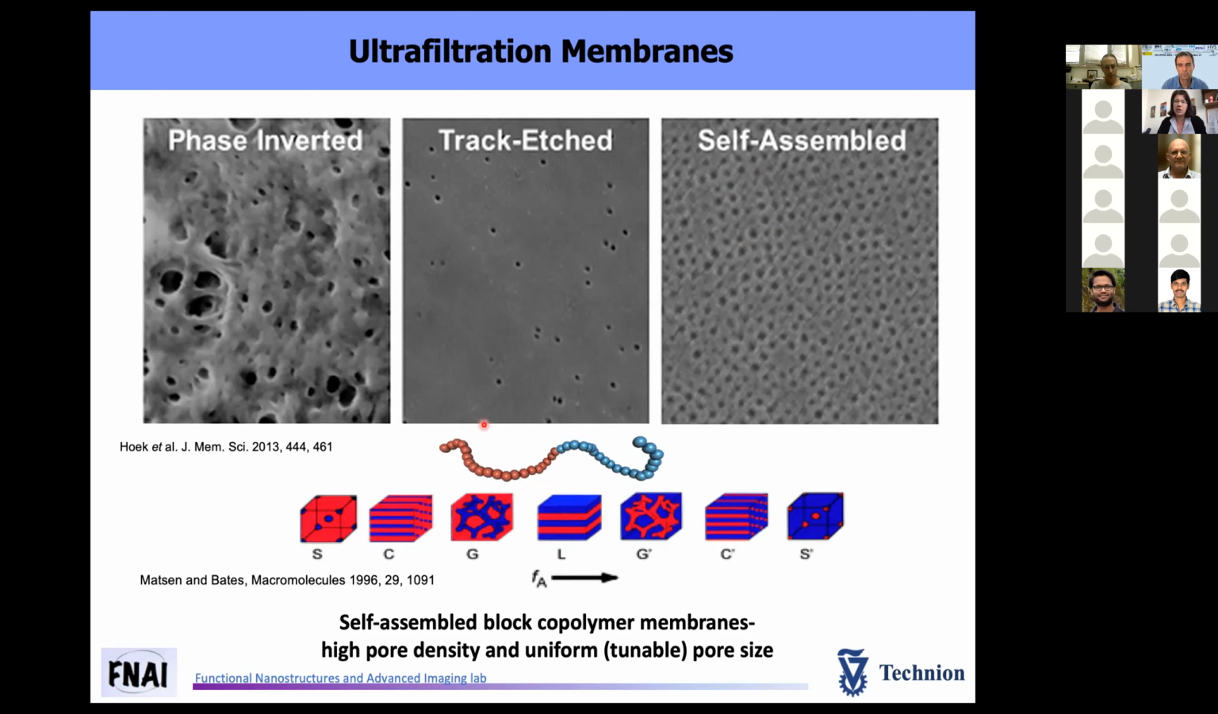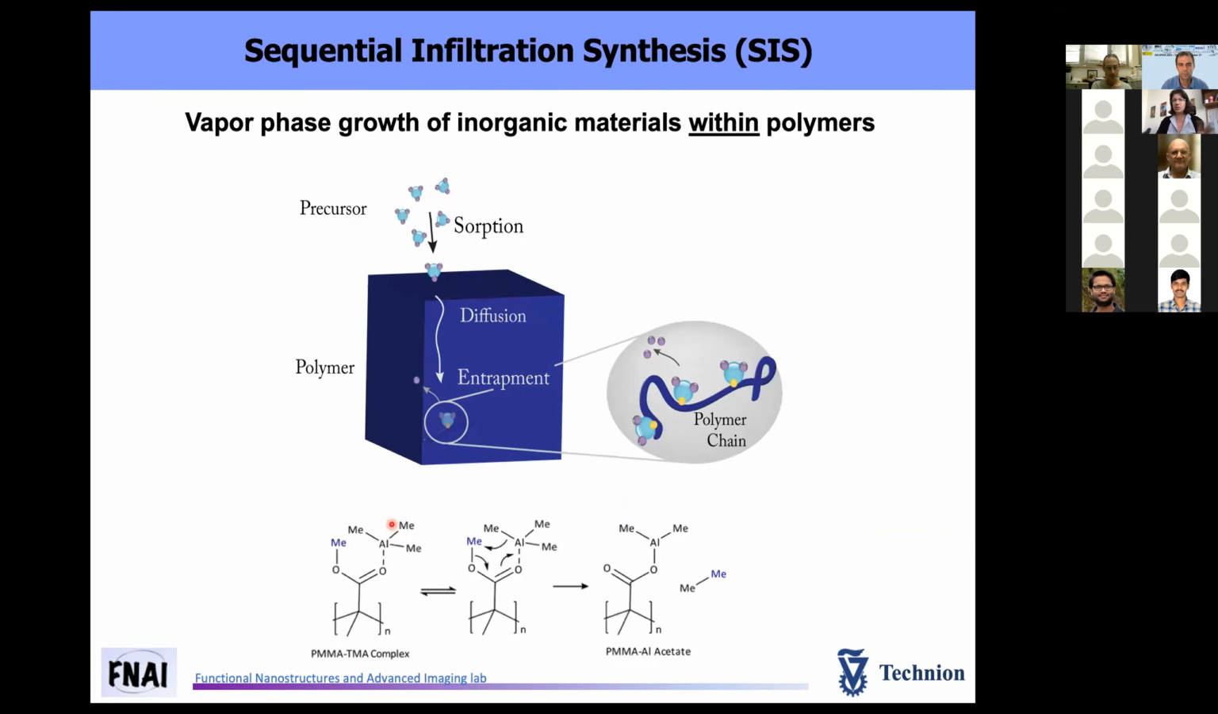In membranes, we typically target the cylindrical phase. We can create high pore density and uniform pore size structures. And this can even be further improved if we now combine inorganic materials in them. That we do with a process called sequential infiltration synthesis, an ALD derivative that enables inorganic material growth to occur within the polymer.